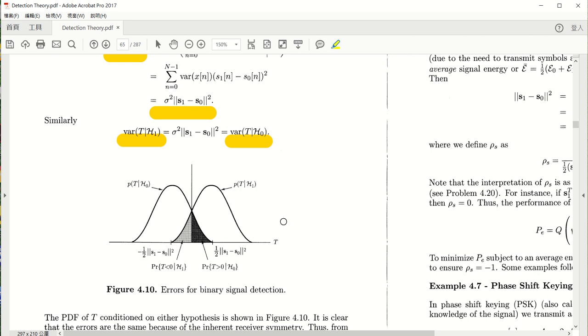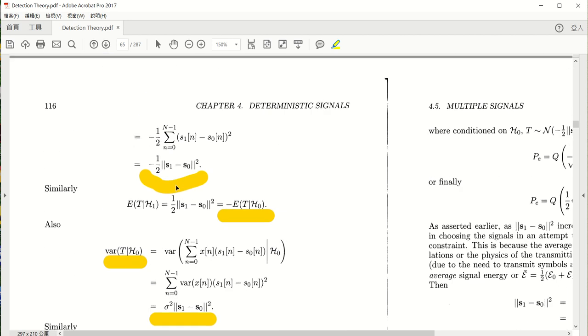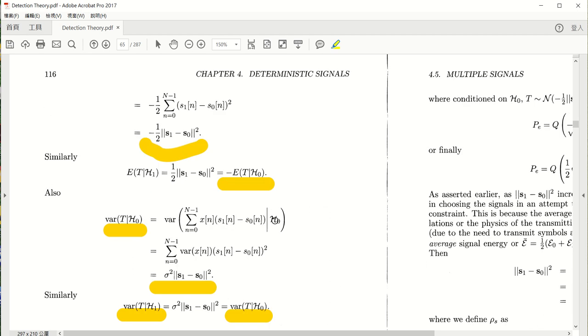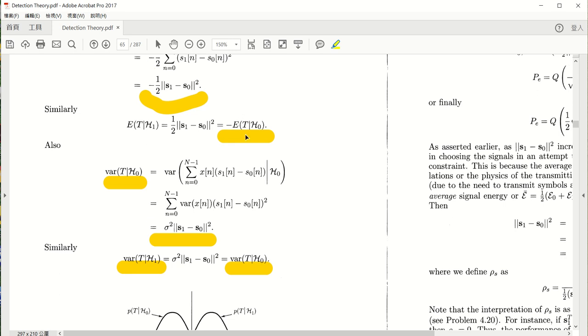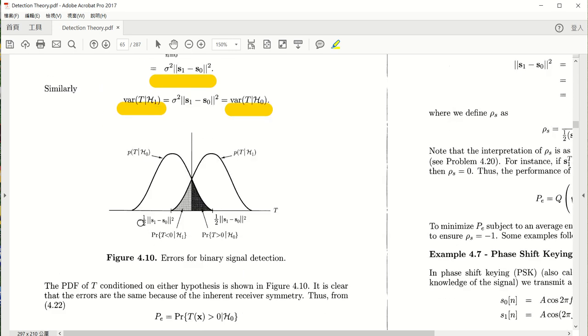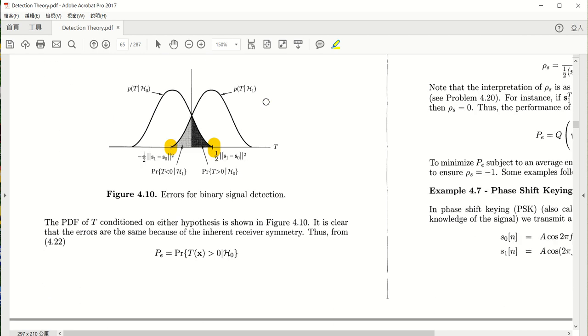And then their means have been calculated as this, minus 1/2 (s1 minus s0). Then you can do the mean and the distribution, and also the mean and the distribution. That has all been calculated.